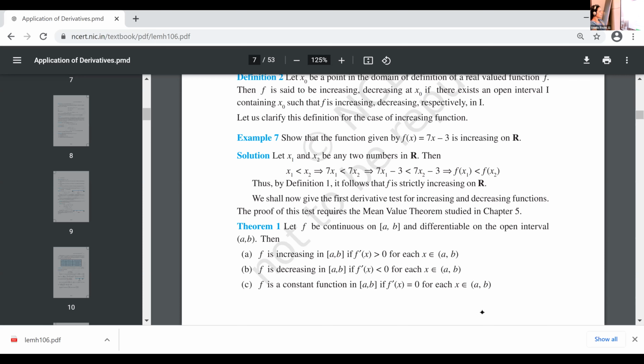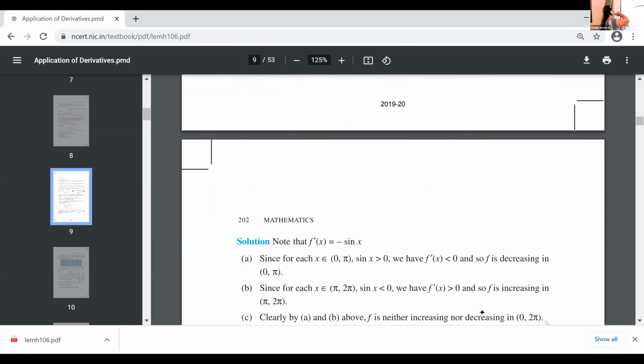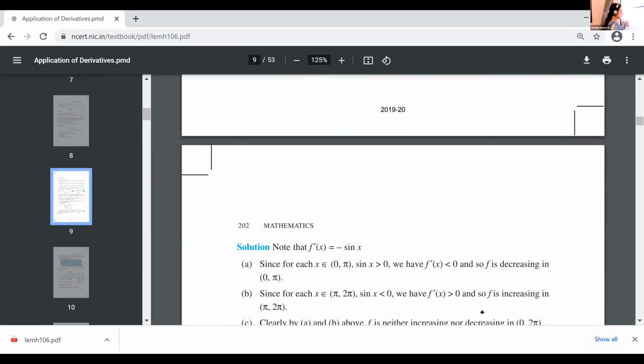And F is a constant function. If F is a constant function, then F dash of X is equal to 0. And if F dash of X is 0, it means it is a constant function. Okay, is it clear, children?